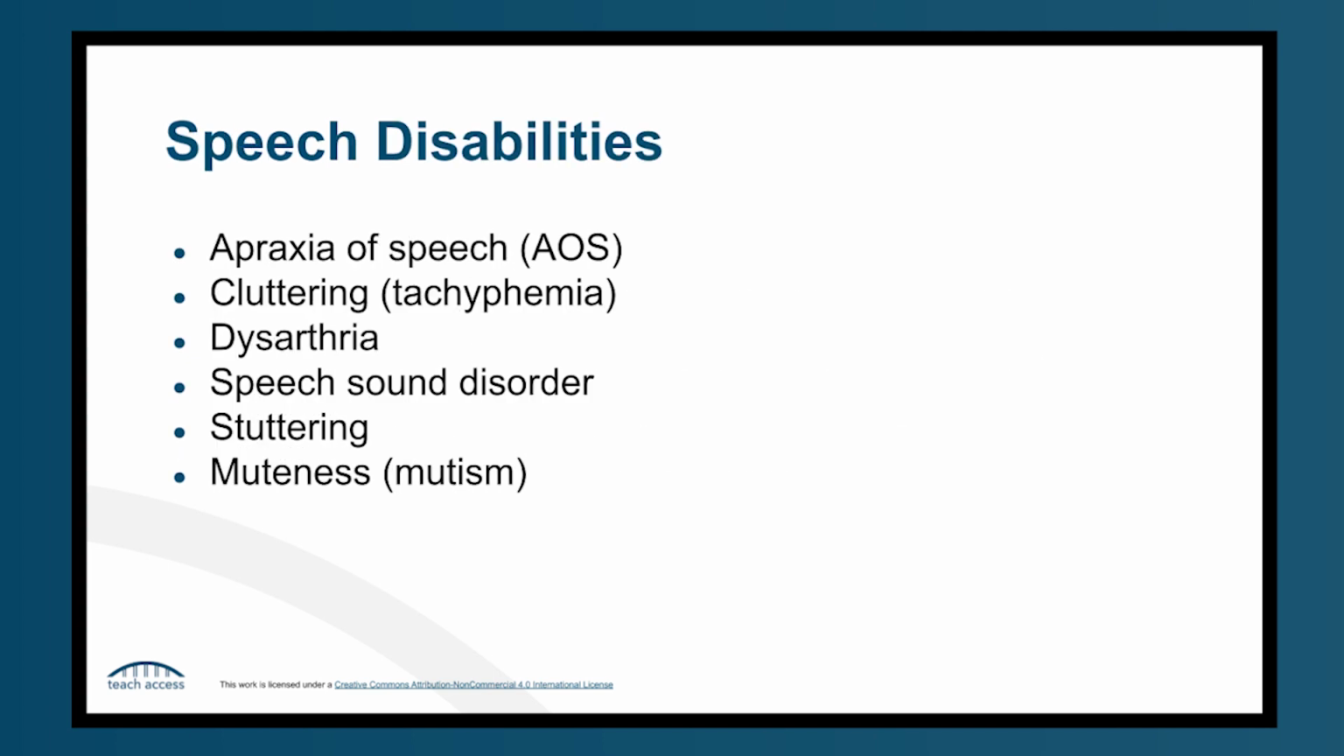Speech disabilities can include the following. Apraxia of speech is an inconsistent articulation of words or phrases. Cluttering is an increased speaking rate. Dysarthria is speaking difficulties due to weak speech muscles. Stuttering is repetition of sounds, words, phrases, and pauses while speaking. Muteness is the inability to speak for various reasons.